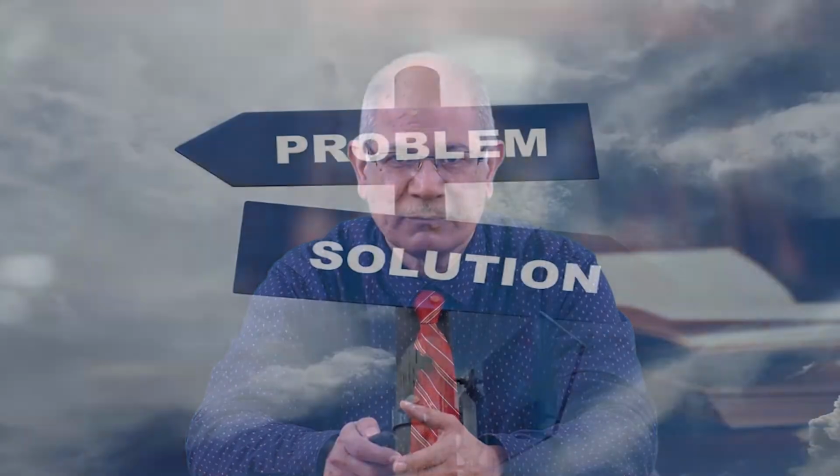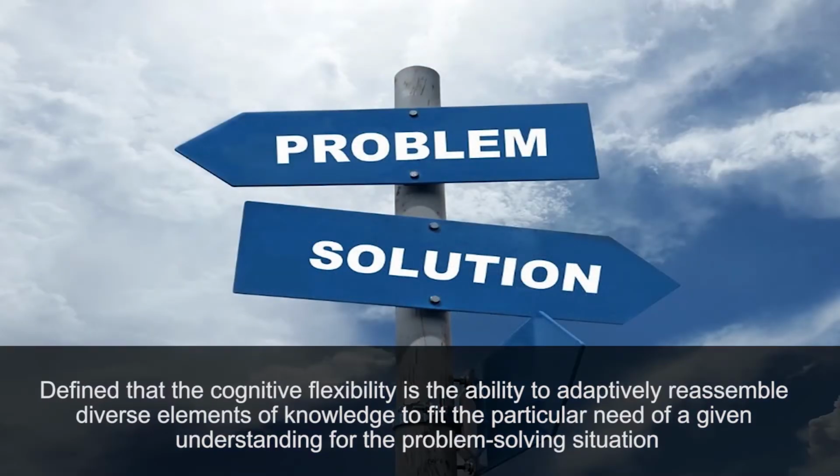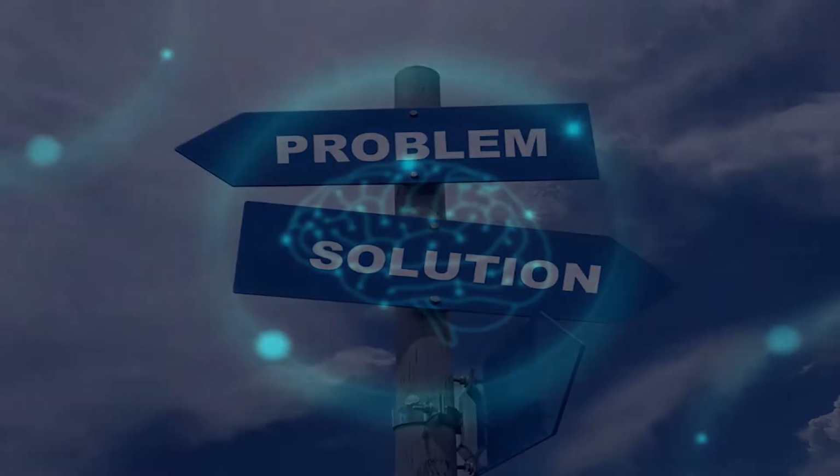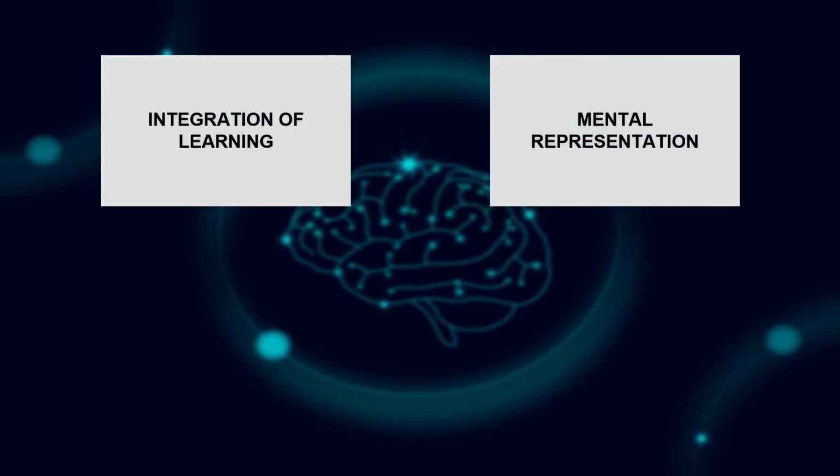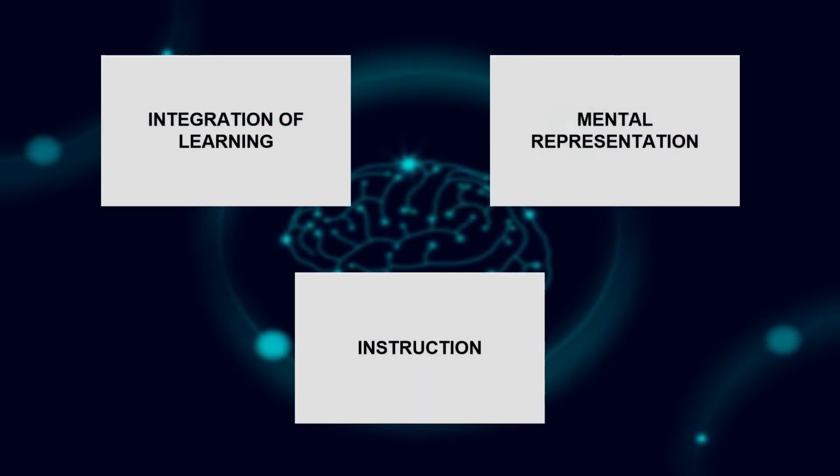There have been some educationist researchers like Spiro and Jehng. They defined cognitive flexibility as the ability to adaptively reassemble diverse elements of knowledge to fit the particular need of a given understanding or problem solving situation. This theory represents an integration of learning, mental representation, and instruction.